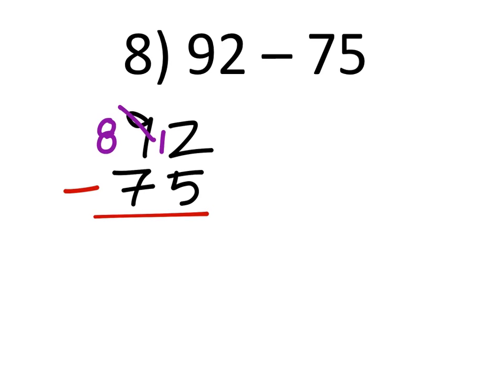So if I subtract that out, 12 minus 5, so again, some people are too ashamed to use fingers, but I'm not. So 12, 11, 10, 9, 8, 7. So 7. Now the 9 changed to an 8, so 8 minus 7, 7, 6, 5, 4, 3, 2, 1. 1. So my final answer here, 17.